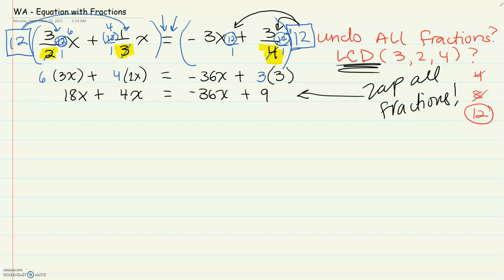So 18 plus 4 is 22. So I have 22x is equal to negative 3x plus 9. I mean, not negative 3. That should be negative 36.